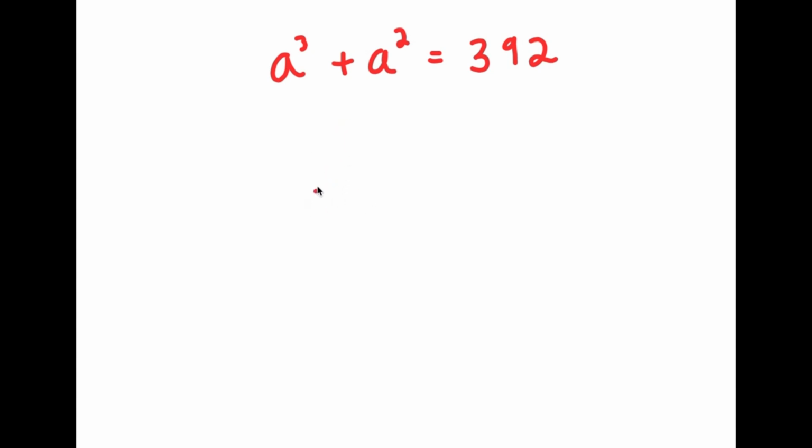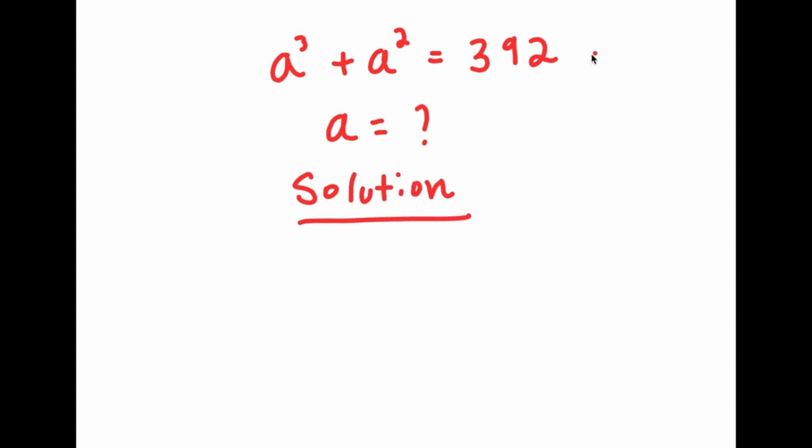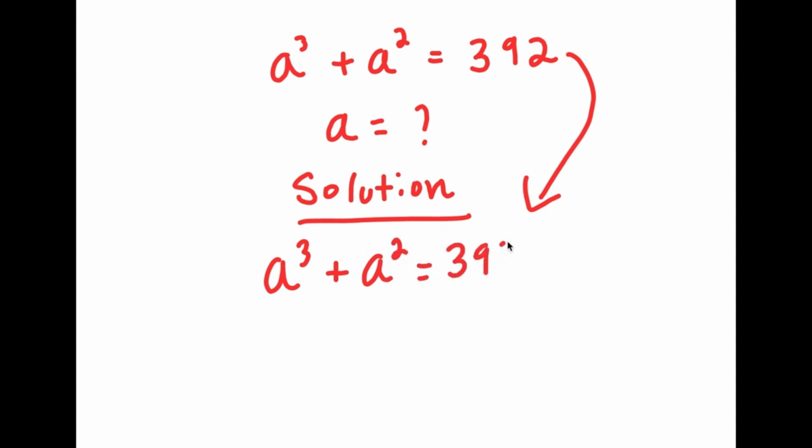Alright, so in this problem, I have a to the power of 3 plus a squared is equal to 392. So I obviously want to find the value of a here. So for my solution, I'm going to first start by rewriting my equation here. So I get a to the power of 3 plus a squared is equal to 392.